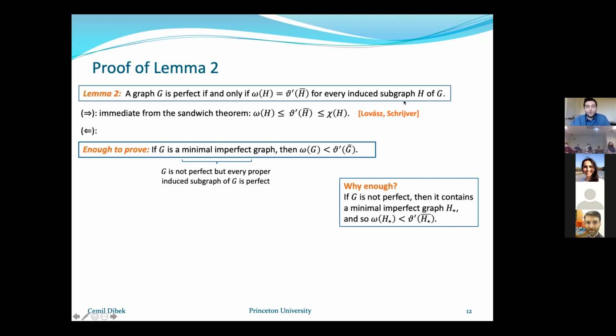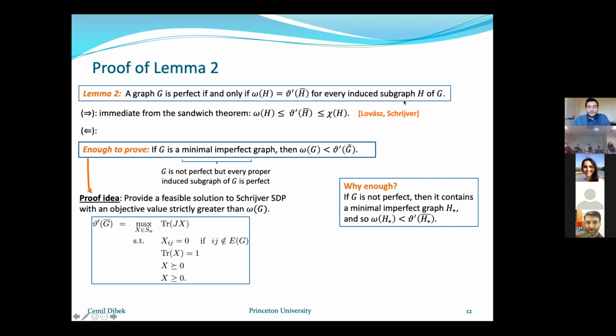Okay, so how are we going to prove this fact? Well, here's the idea. We have this semi-definite program whose optimal value is the Shriver number. So what we can do is provide a feasible solution to this semi-definite program with objective value strictly greater than omega. This is a maximization problem. So if you have a feasible solution with objective value strictly greater than omega, then of course the optimal value, which is the Shriver number, should be strictly greater than omega. So here's what we're going to do then. We are going to provide a feasible solution with an objective value strictly greater than omega.